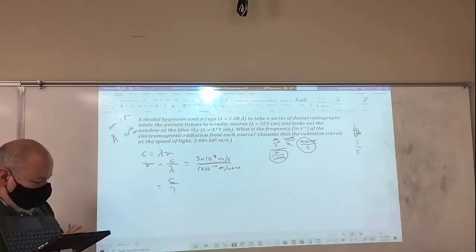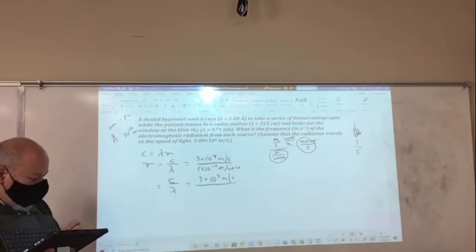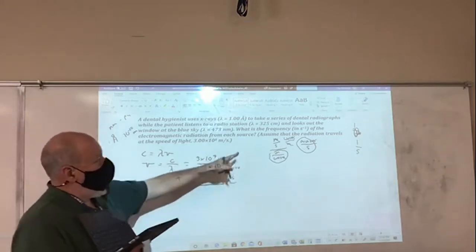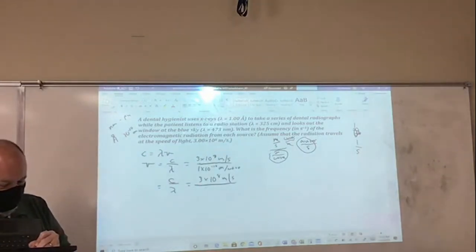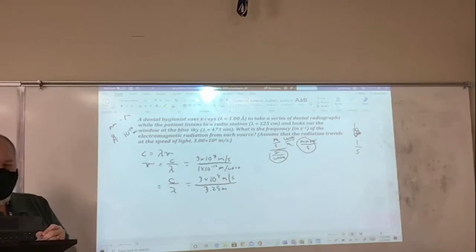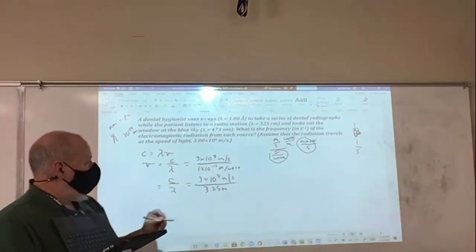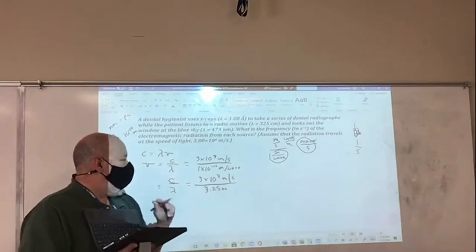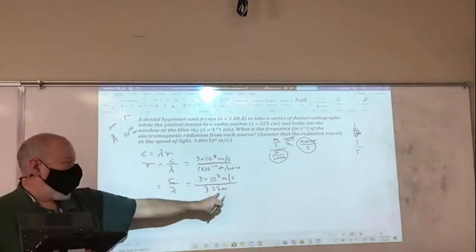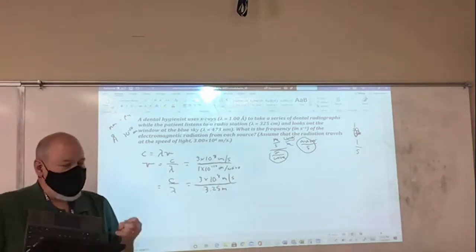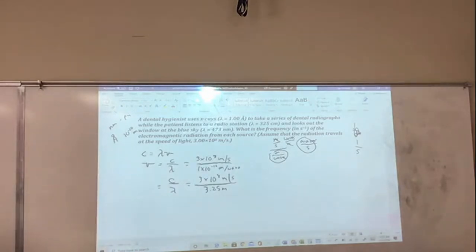Frequency equals c over lambda equals 3 times 10 to the 8th meters per second divided by, and so in meters, this would be how many meters? 325 centimeters is 3.25 meters, right? Okay, so this is going to be about 10 to the 8th, because I'm dividing 10 to the 8th by 10 to the 0.